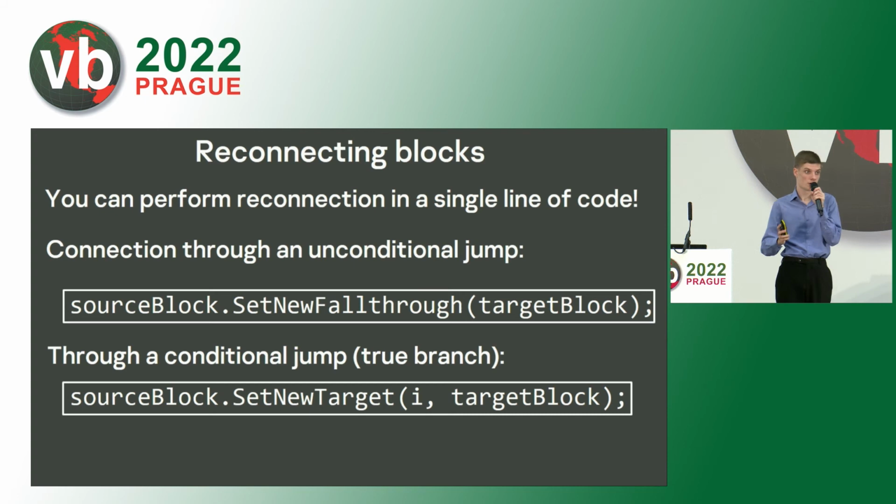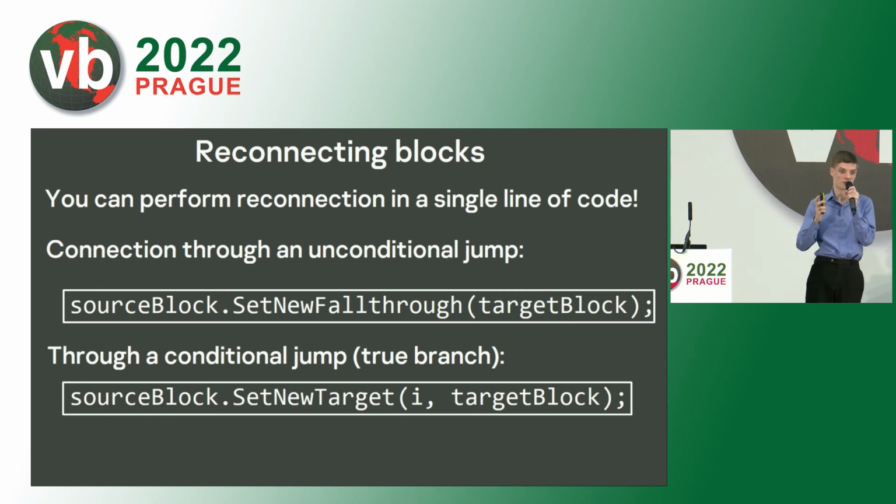And now the last step, reconnecting blocks. Surprisingly, in dfo.dot, you can perform reconnection of basic blocks in just one line of code. Imagine if you had to perform basic block reconnection in a disassembler such as IDA or Ghidra. In this case, you would probably have to write a script, like an IDA Python script, consisting of maybe 100 lines. But with dfo.dot, it's just one line of code.